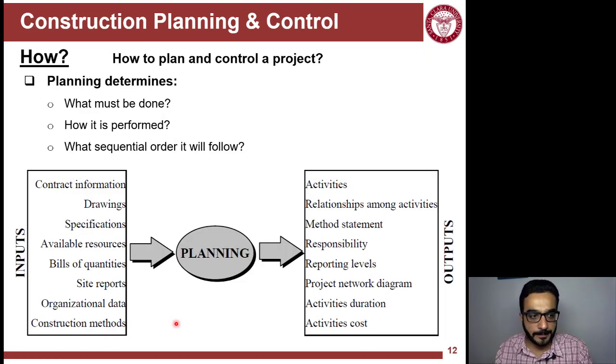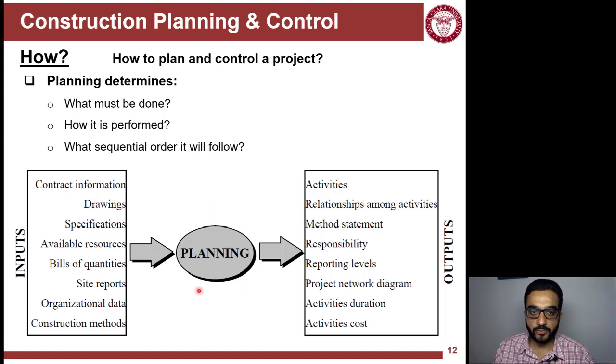So how do you do planning? Planning here, you need to determine these things. First, you need to determine what must be done, so defining the scope, how it's performed, the methods, and then the sequential order. Like we explained, these three things are kind of the skills now. This is what you can get out of it as the outcome of planning. And in detail, these are kind of the inputs into the planning. So planning is kind of a box, where you get input and output.